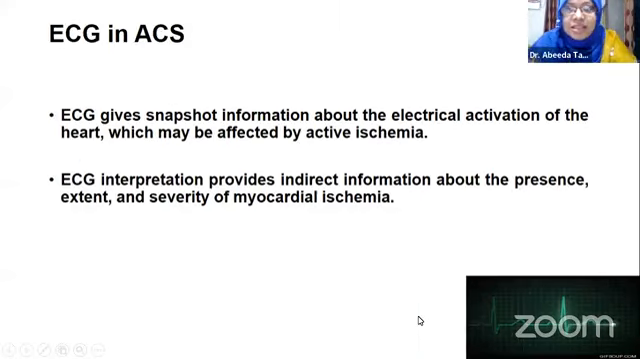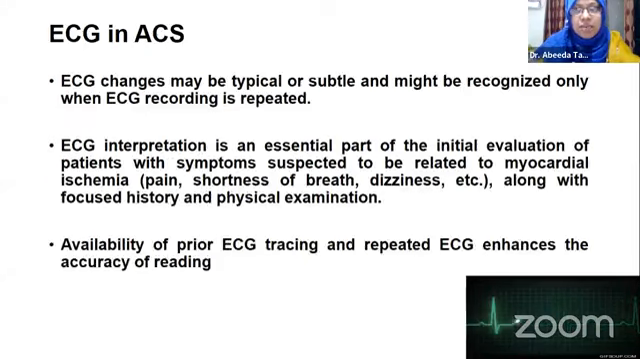So before starting, I'd like to say that ECG in acute coronary syndrome is actually a snapshot of the electrical activation of the heart, which may be affected by active ischemia. It is the ECG interpretation that provides indirect information about the presence, extent, and severity of the myocardial ischemia. So it may be subtle or typical. And sometimes, depending on the patient's symptoms, we may need to repeat the ECG recordings even in the emergency room.